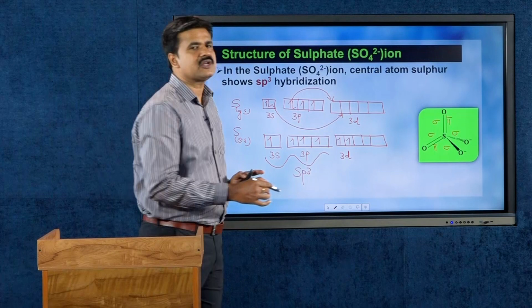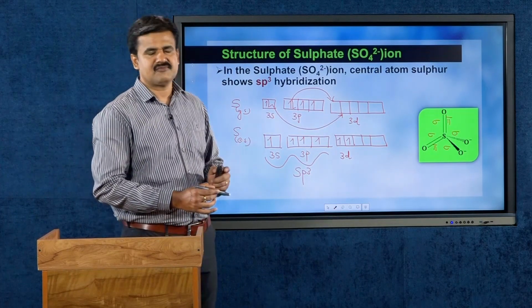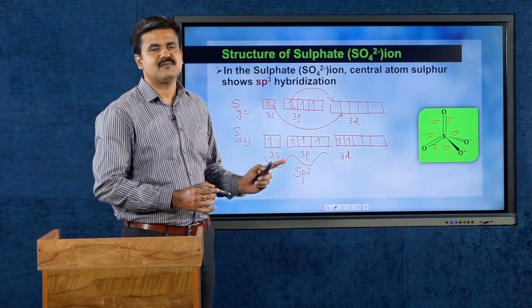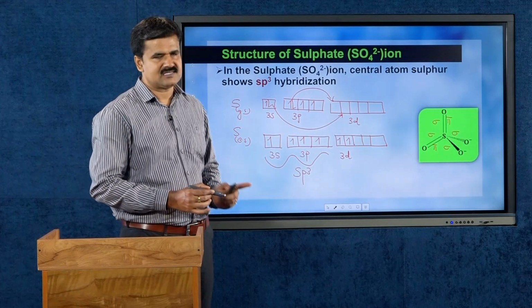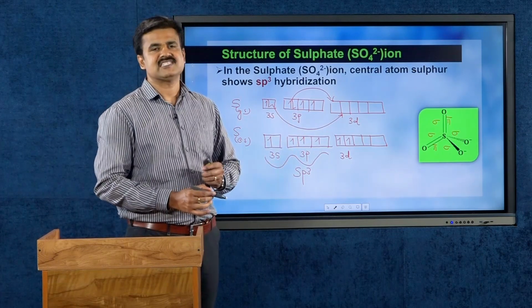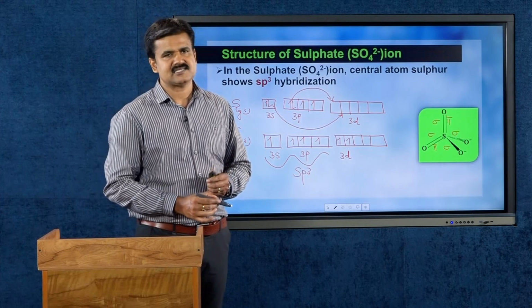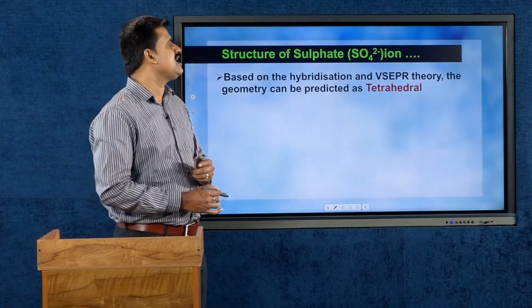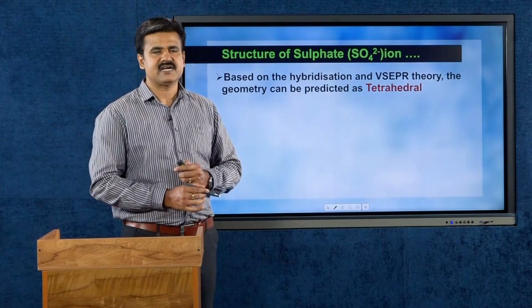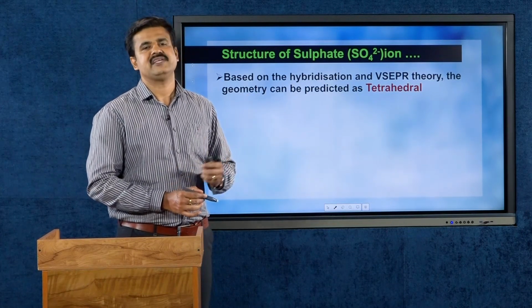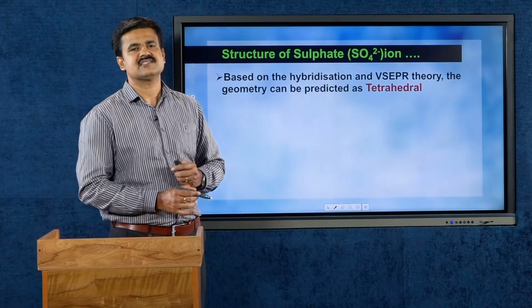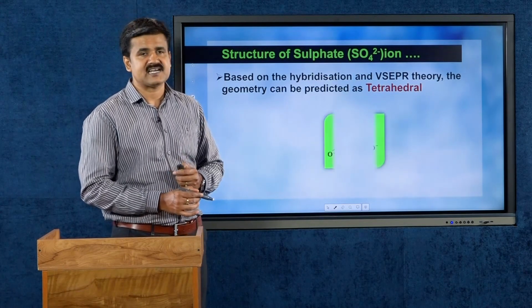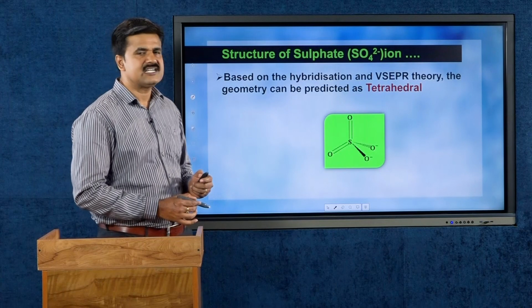So, among the total of 6 bonds around the sulfur, you can see that 4 are sigma bonds and other 2 are pi bonds. The sigma bonds are produced from sp3 hybrid orbitals. Now, based on the hybridization and VSEPR theory, the geometry can be predicted. The geometry, you know, it is tetrahedral geometry. This is because of the direct consequence of sp3 hybridization. This is the tetrahedral geometry.